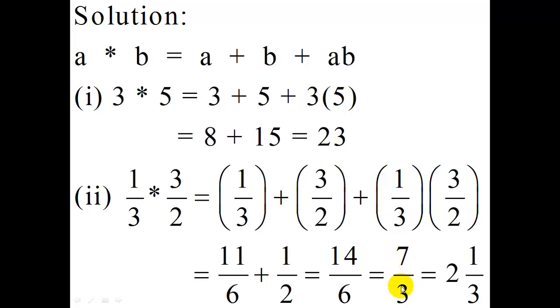This is an improper fraction because the numerator 7 is greater than the denominator 3. However, we can also convert this to a mixed fraction. 3 goes into 7 2 times, so we have 2 as the whole number, and the remainder is 1. So we have 1 over the denominator. So 7/3 is equal to 2 whole number, 1/3.